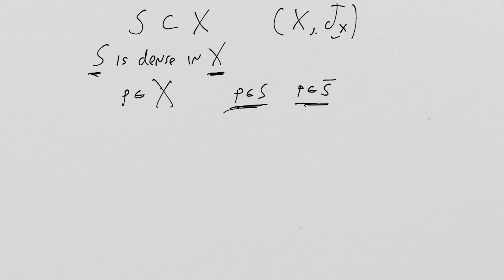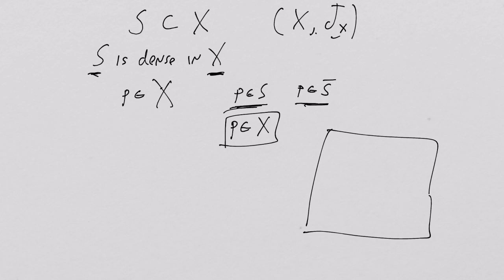So P is either an element of the set or an element of the closure set. But remember, all that has to happen is P has to be an element of X. So I'm saying any point in the topological space. For example, if we're dealing with the plane, I pick any point in the plane, and in order for S to be dense, this random point I pick has got to either be inside S or be a limit point of S.